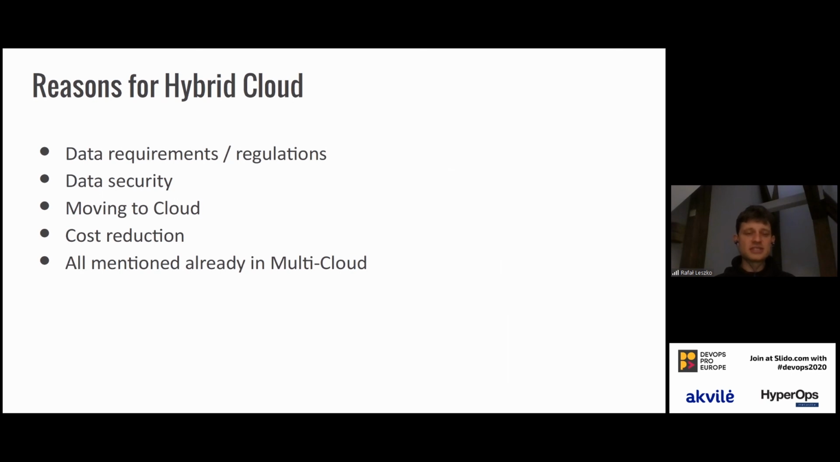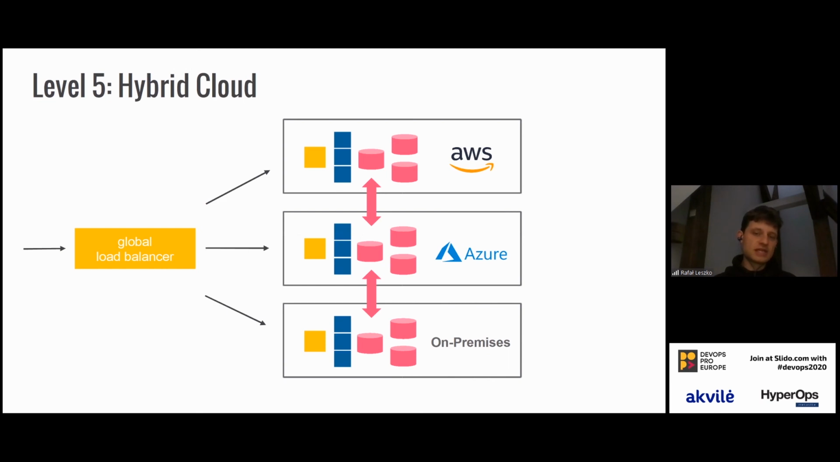One of the other reasons is that if you are already on-premise, but you would like to move to the cloud, this can be a process. For some cases, also cost reduction, and the other reasons are the same as we already mentioned for multi-cloud. How does it look? We have a global load balancer, which load balances the traffic to multiple cloud providers, but also to your on-premise infrastructure.